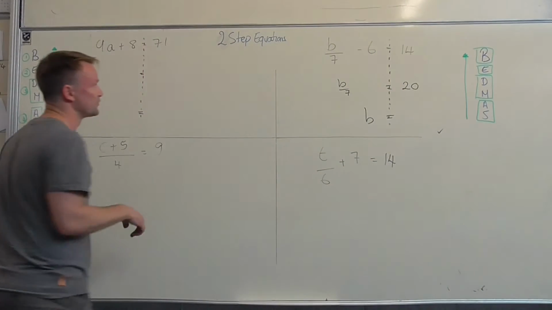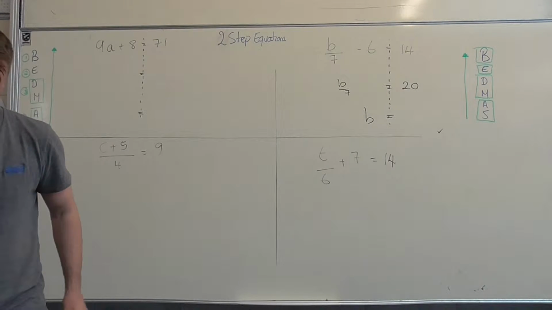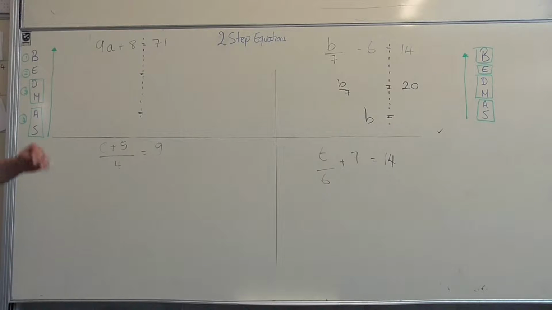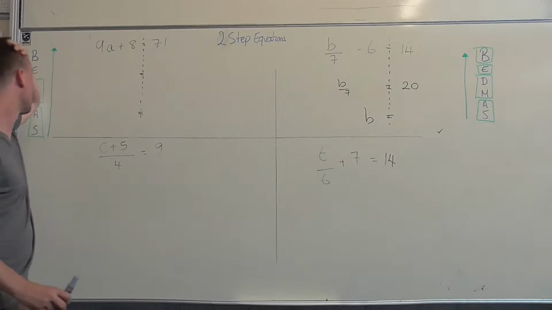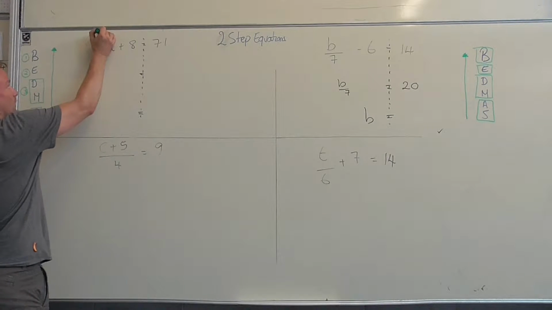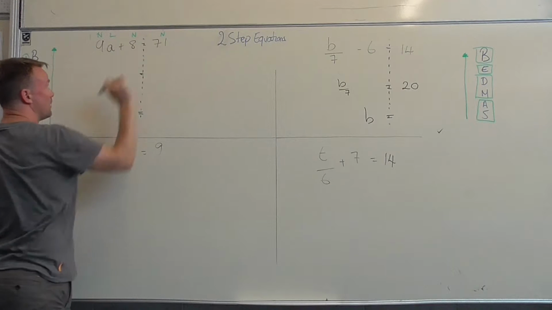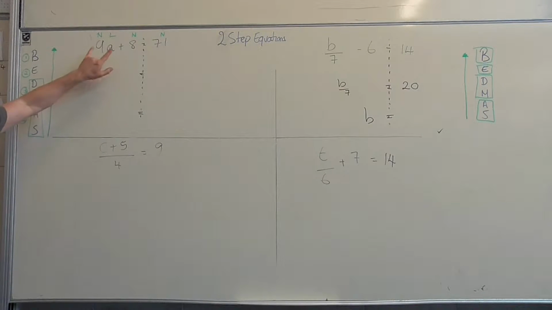Okay, this video is on two-step equations. Last video was on one-step equations. So this is now two steps. So this is the next level, okay? What you'll notice is that if I do this and go number, letter, number, number, you'll notice that there are two numbers on the side of the letter.